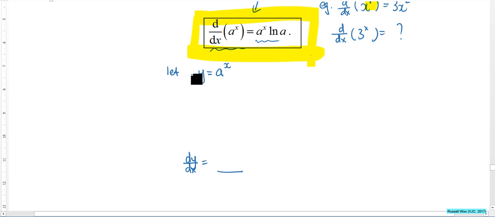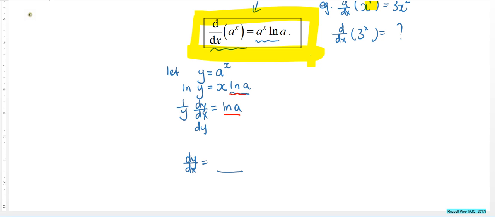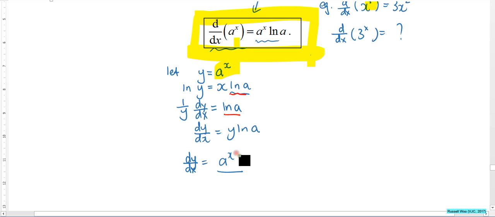Now, how do I prove that dy/dx is this? First, we take log on both sides. And then the power law will bring the x down. I'll get x ln a. We all know implicit differentiation, differentiating both sides with respect to x, we will get 1 over y dy/dx. And ln a is just a number, just a constant, so I get ln a. Therefore, dy/dx is y ln a. But let's recall what y is. y is a to the power of x. Therefore, you will get a^x ln a.